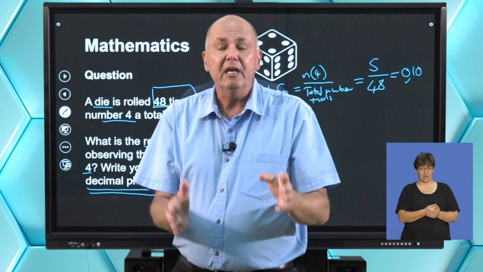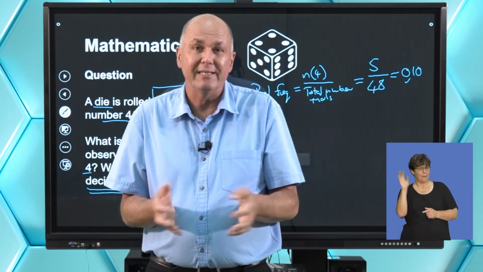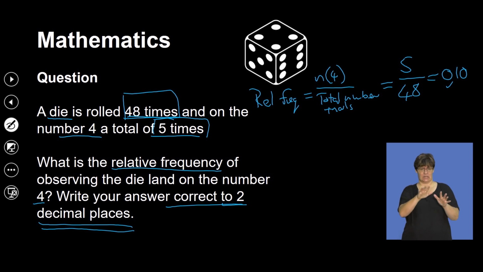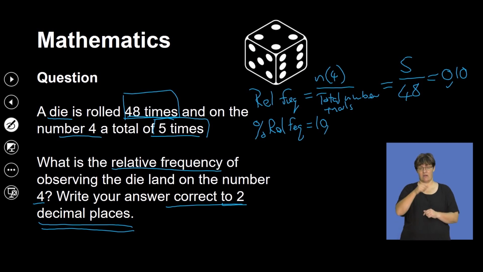What do you think it would be if we were asked for a percentage? Instead of a decimal correct to 2 decimal places, what would the percentage be? Well, I don't think it's that difficult. We have to multiply that by 100. So the percentage, in terms of relative frequency, the percentage relative frequency would be 10%. And if we used the decimal places as well, then you would be able to see it would be 10.416, so 10.42. We'd round up the 1 to a 2, and we'd be able to say 10.42%. That would be the percentage of the relative frequency.